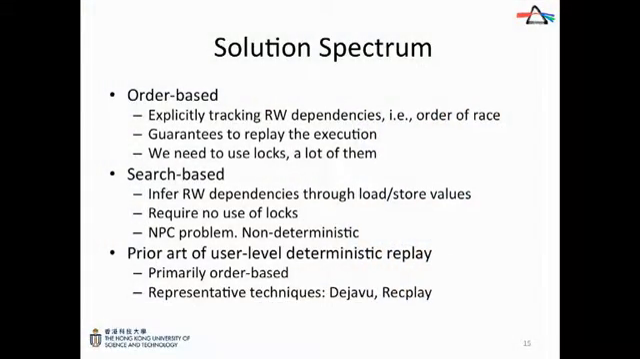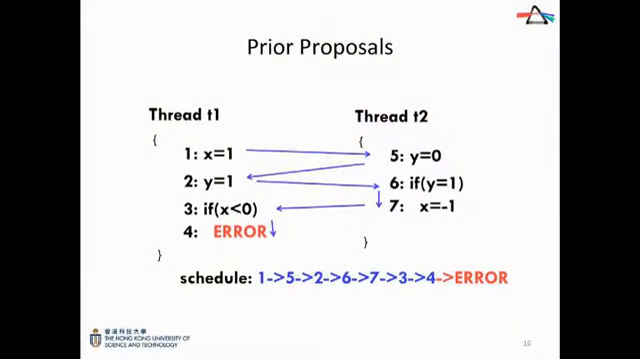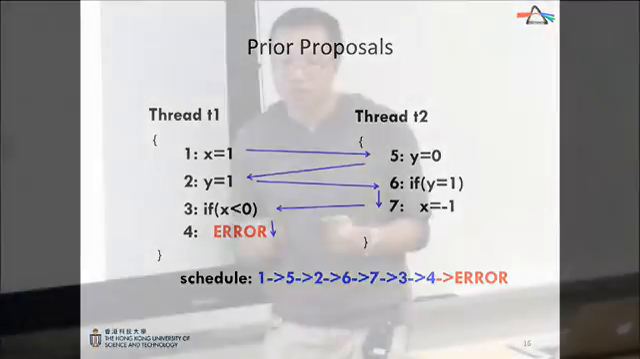Okay. So I illustrated an order-based solution. I illustrated a search-based solution. And the prior art for user-level deterministic replay is primarily order-based. The representative techniques are called Deja Vu and RecPlay. Let me just briefly give you some information about this related work so that you can understand our contribution a little bit better.